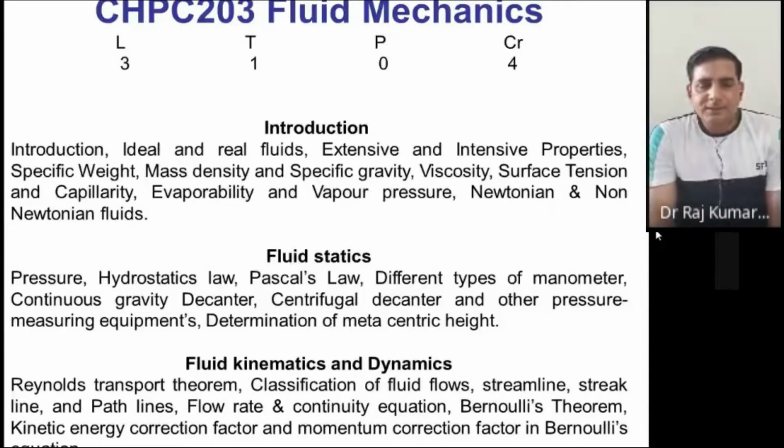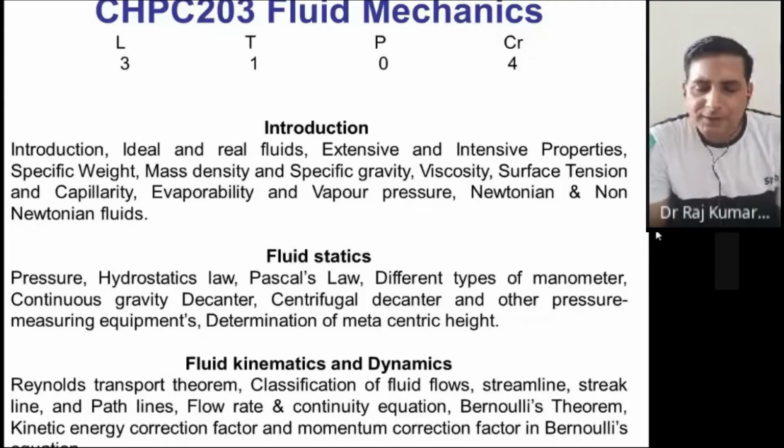So the first part is the introduction. For the introduction, you have ideal and real fluids, and then you have non-ideal fluids. Ideal fluid: you can understand it well from the ideal gas law, so you can correlate something from that. Ideal means something which has unique properties that do not change with slight changes in temperature and pressure conditions, right? That's called an ideal fluid. Its properties are not getting changed.